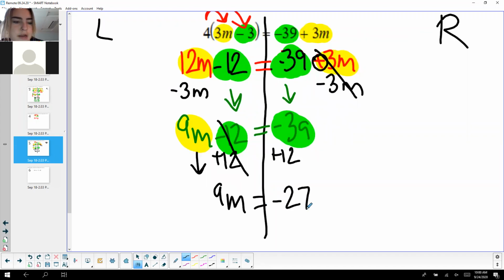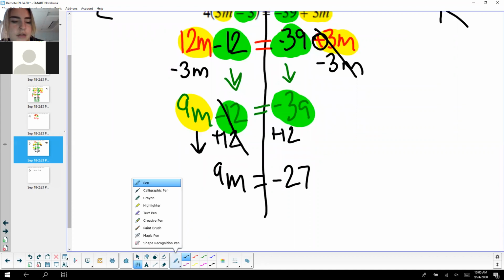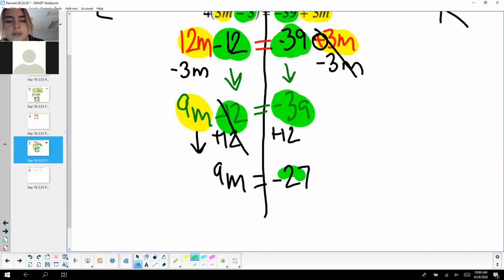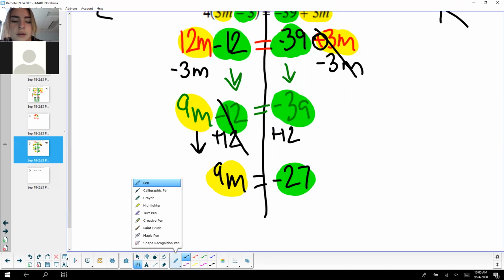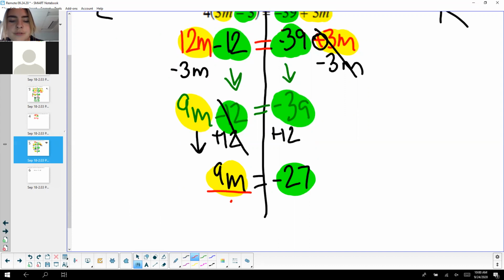And finally, we are on our last step. We have gotten all of our constants on the right side. We've gotten all of our variables on the other. So our last step, we can go ahead and solve for m. I'm going to divide both sides by 9.